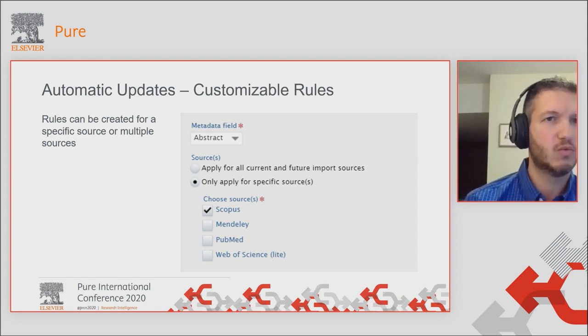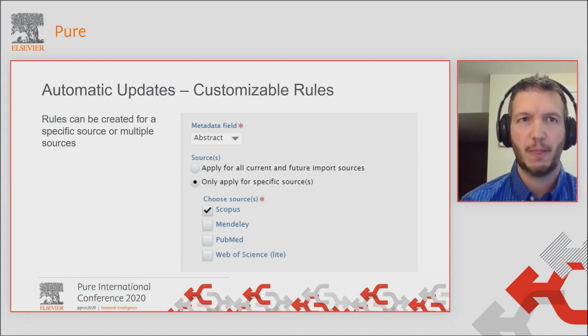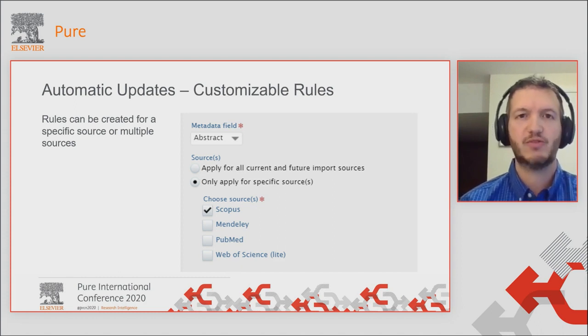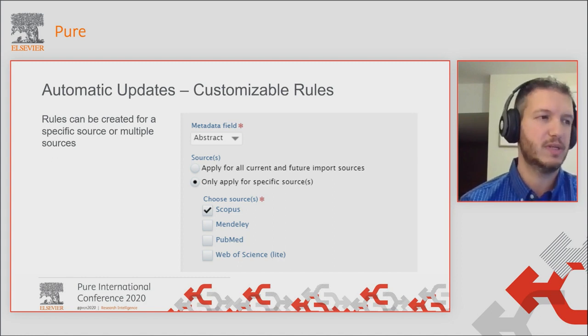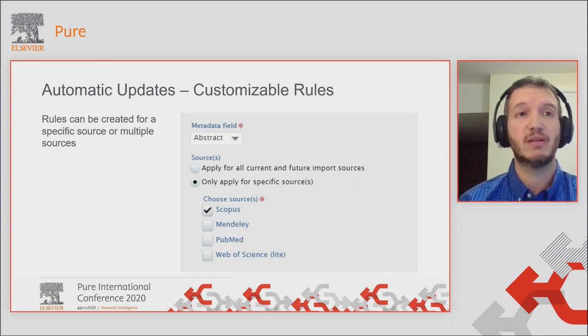When you see these rules, you have to decide, is it going to apply to one source or multiple sources? It's important to note that a rule which updates a field can only apply to one source at a time. Meaning, if I want to update abstracts at the moment, I have to say, all right, I want abstracts updated from Scopus or Mendeley or PubMed. I can't actually update a field from multiple sources at this time. But when you decide to ignore a field, you can ignore it from multiple sources.